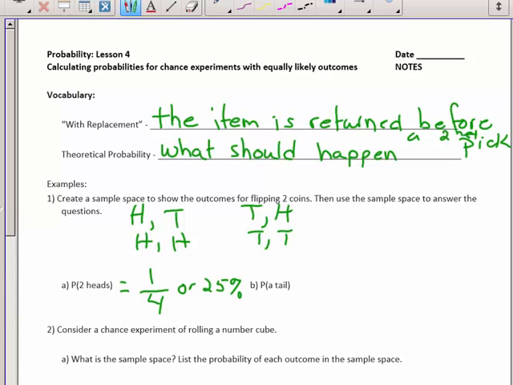Probability of getting a tail. Well, I still have 4, but any time that I see a tail is in one of my combinations. So there's 1, 2, 3 of them, 3/4. And again, some of you were asking about being able to turn those into percents, so that would be 75%. All right, let's see what's up here.